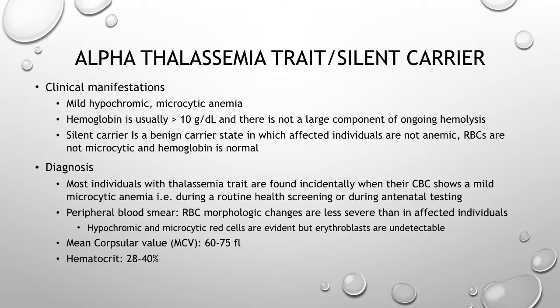Your peripheral blood smear will show red blood cell morphologic changes that are less severe than in affected individuals. You will also see hypochromic and microcytic red cells, but you will not see erythroblasts. And your mean corpuscular value will be between 60 and 75, and a hematocrit between 28 and 40%.